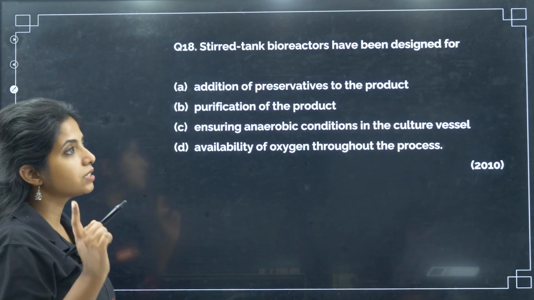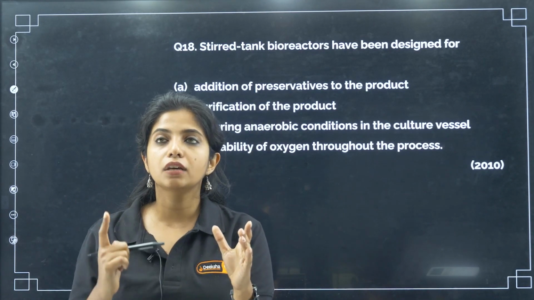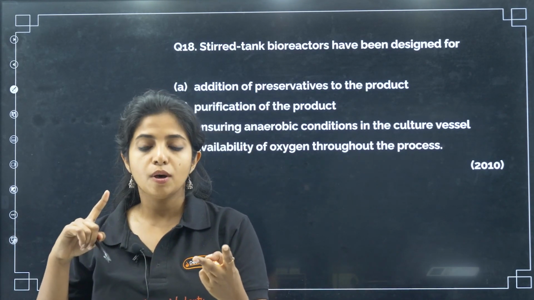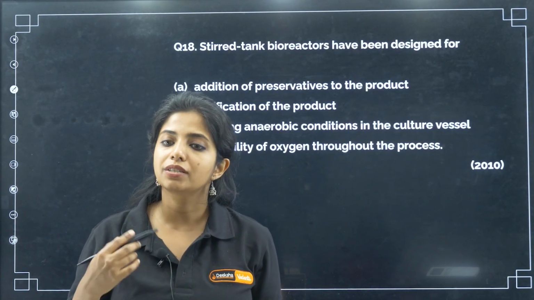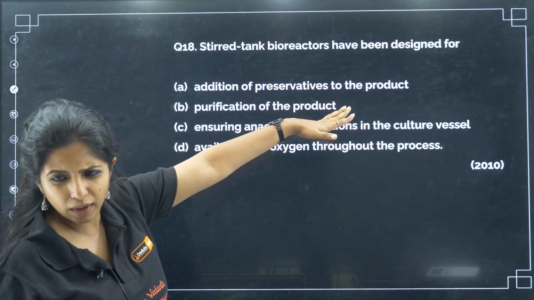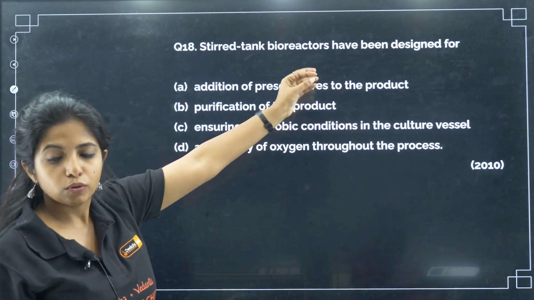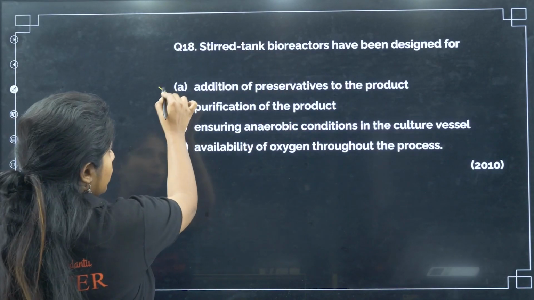Now, stirred tank bioreactors have been designed for what? Why do you think you need stirred tank bioreactors? So that they can stir up and give oxygen, and provide all the nutrients equally in all directions. Is it addition of preservatives to the product? No, you can add it through any port in any other bioreactor as well. So it is not that.